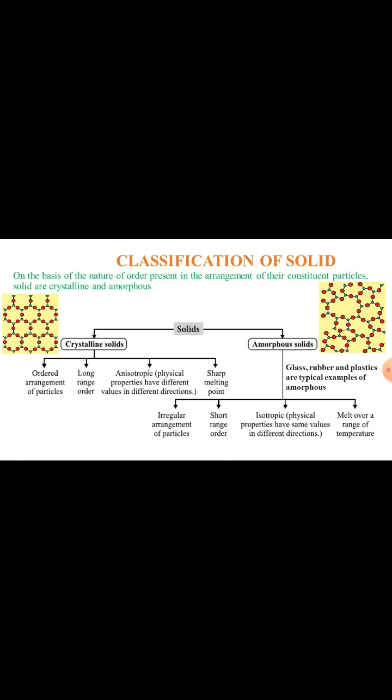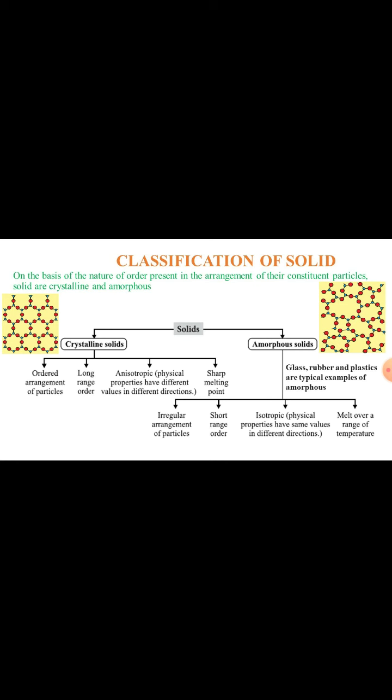Here, first, irregular arrangement of particles as seen in the diagram. Short range order. Isotropic. Here the physical properties such as electrical conductivity and refractive index have the same values in different directions. Lastly, they melt over a range of temperature, that is, they do not have sharp melting points.